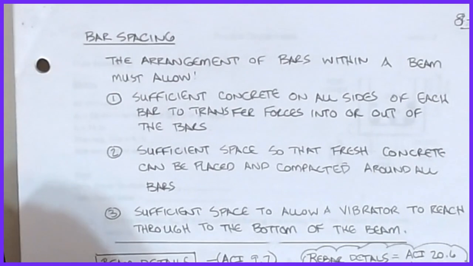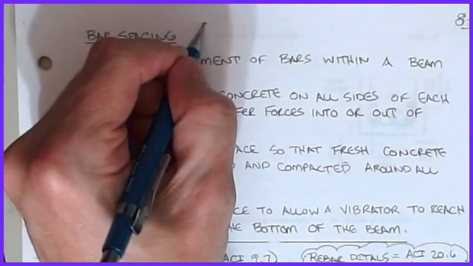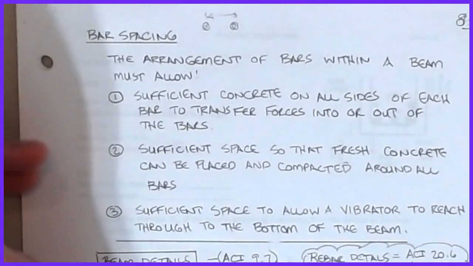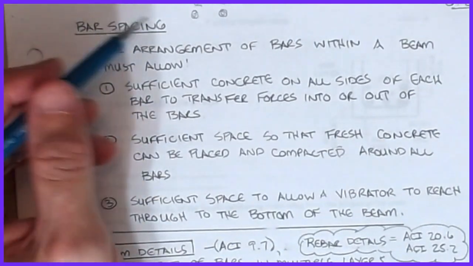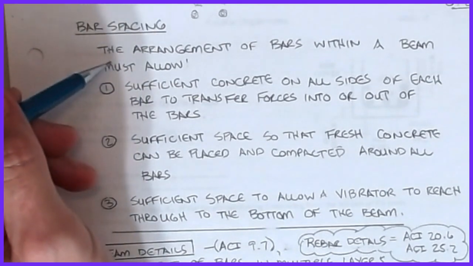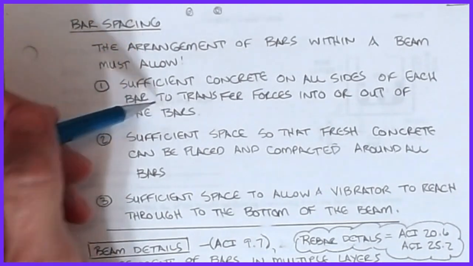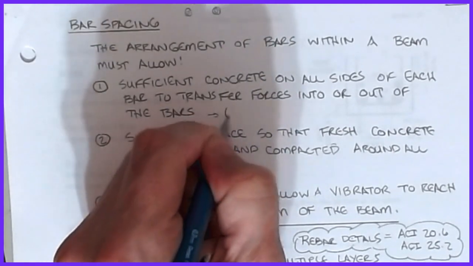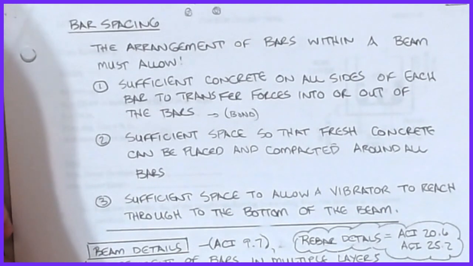Okay, the second consideration that we have to think about then is the bar spacing. All right, typically we design a beam, it's not one bar, so we need to be figuring out what my spacing needs to be between bars adjacent to each other in the same layer. Now, the reason that spacing is an issue is that the arrangement of bars within a beam must allow the following: that we have sufficient concrete on all sides of each bar to transfer forces into or out of the bars, which is a fancy way of saying we need to protect the bond. Okay, that I don't overload the stresses in the area and break down the bond.